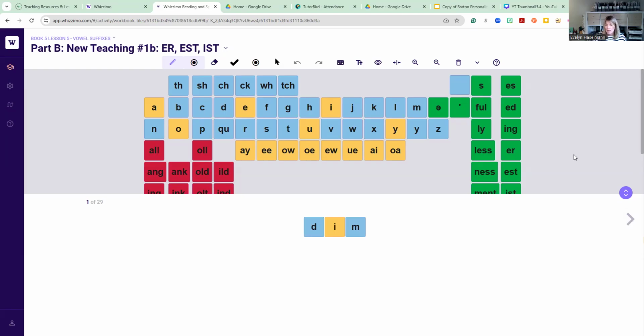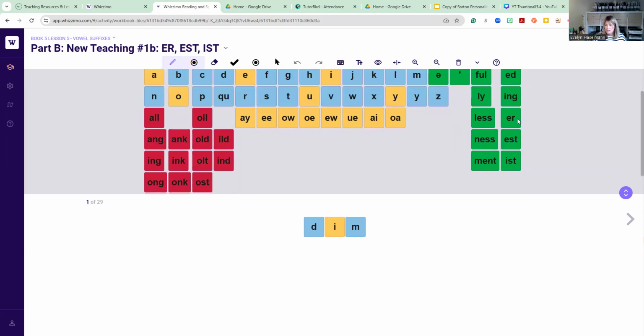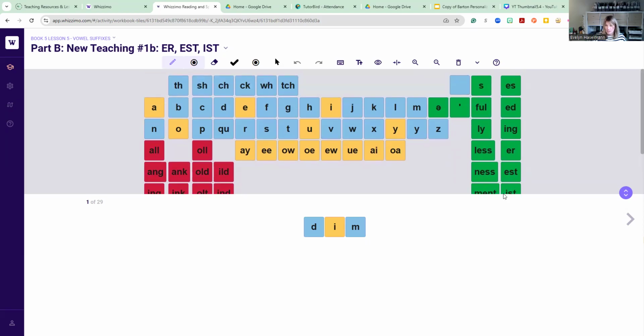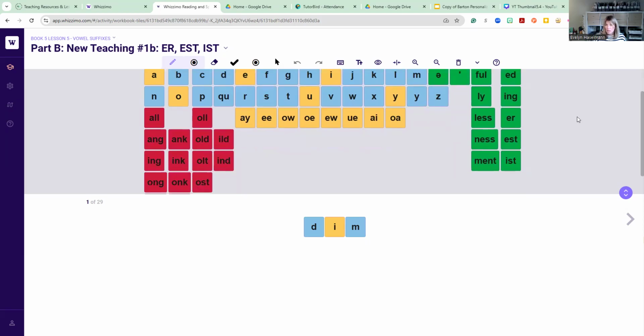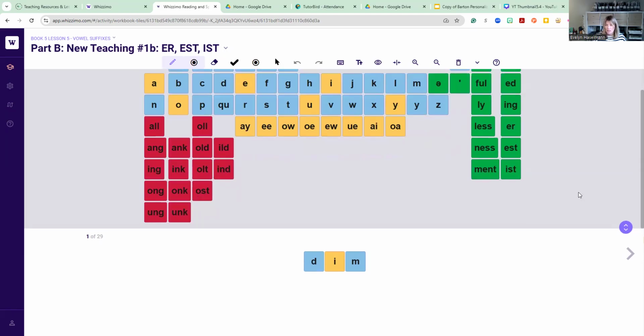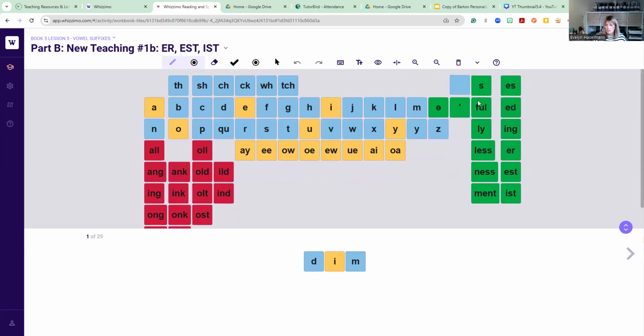All of the suffixes that we've learned at this point are everything except for the ER, the EST, and the IST. So this is what we've learned so far. And if you look, these are divided into two categories. These are consonant suffixes, and these are vowel suffixes. We will be getting way more vowel suffixes than consonant suffixes, and that starts today. But up until this point, we've been working mainly with consonant suffixes.